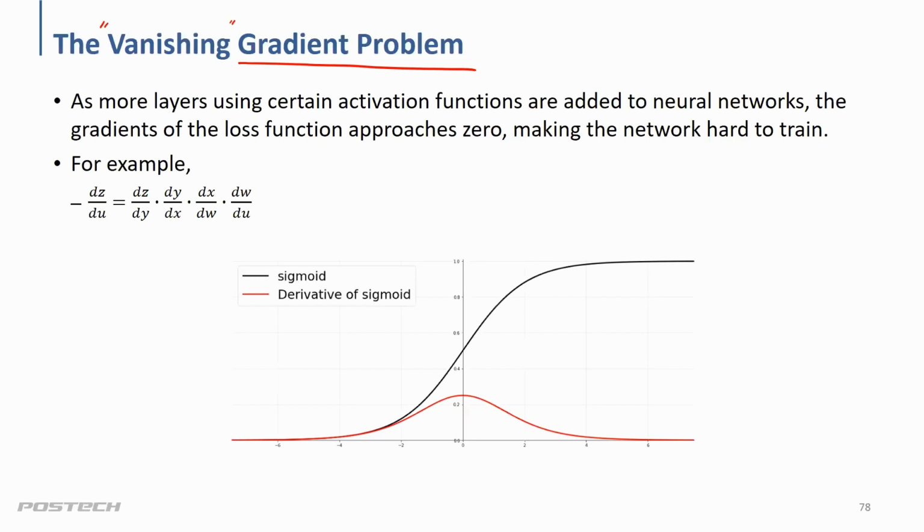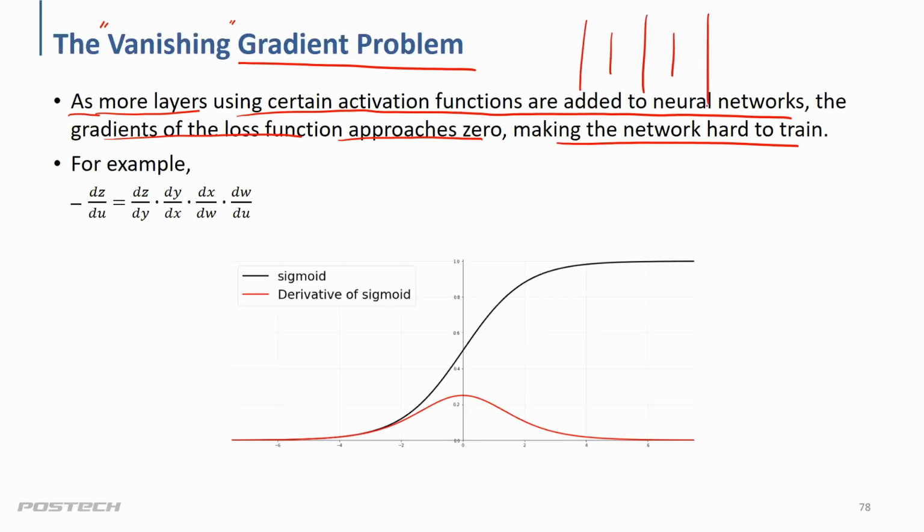What is the vanishing gradient problem? It's the following. As more layers using certain activation functions are added to a neural net, the gradient of the loss function approaches zero, making the net hard to train. What do you mean by that? As I mentioned here, it's a kind of multi-layer perceptron structure, and this one is a function of this, and a function of this, and a function of this. So it's a composition of functions.